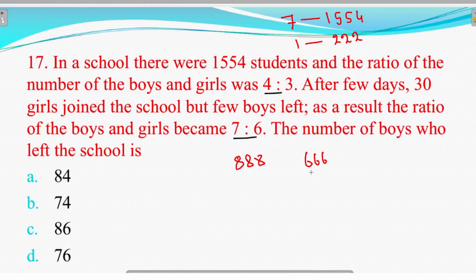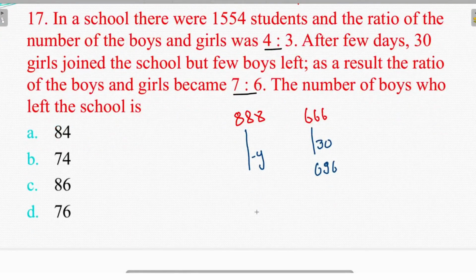Now after a few days 30 girls joined. If I add 30 girls, this becomes 696, but some boys left. I don't know how many boys left. As a result, the ratio becomes 7 is to 6. Now I can find out 6 parts is equal to 696, so 1 part is 116. Then 7 parts is equal to how much?